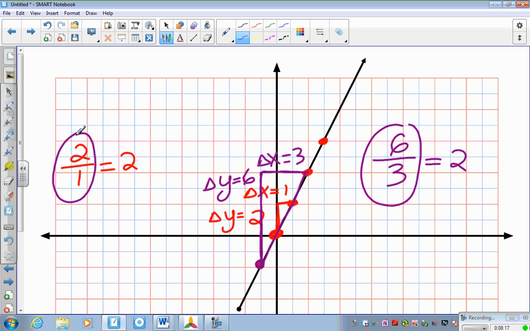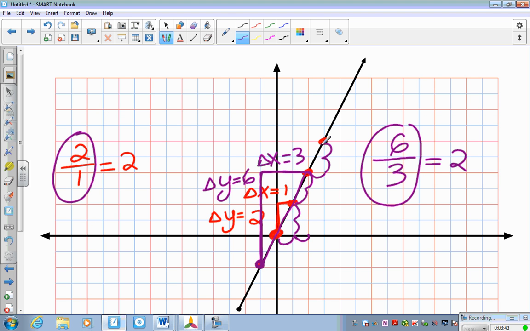So another way to look at this, there's a thing called a unit rate, which is this 2 over 1. So that means for every increase in x, my graph goes up 2. That's what that 2 over 1 means. And so we really need to understand that.